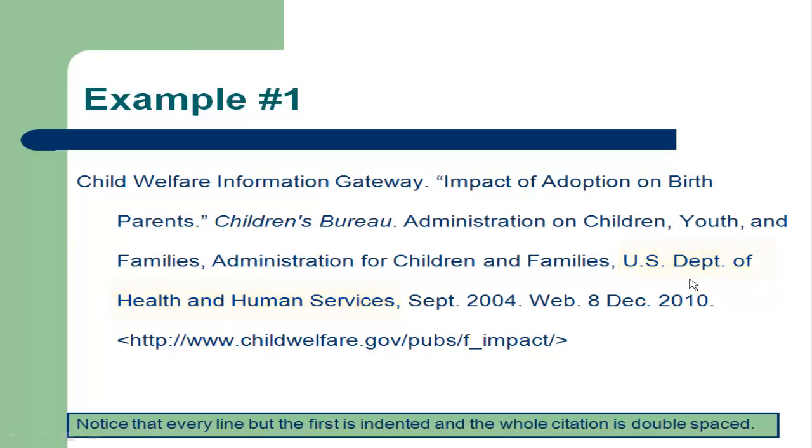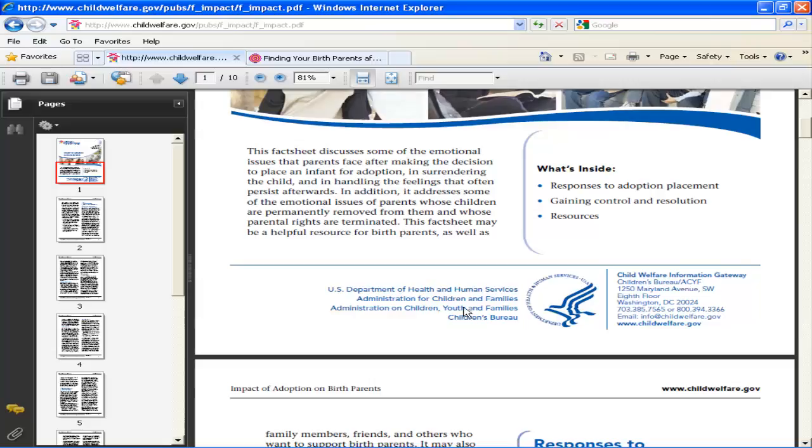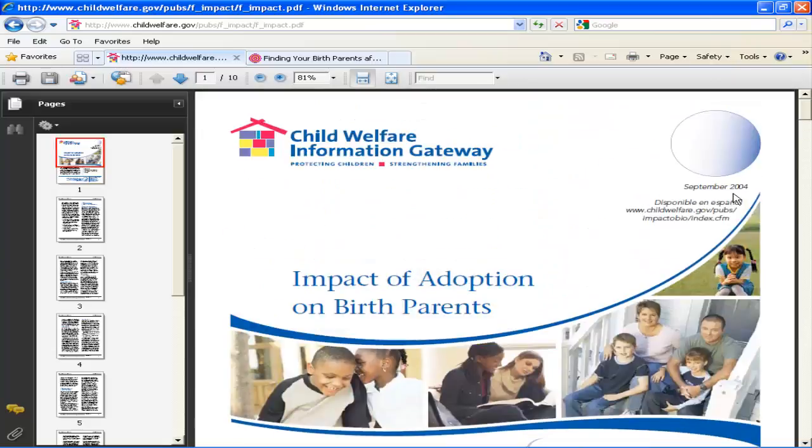Dept of Health and Human Services. It's perfectly acceptable to do that level of an abbreviation for government departments, followed by a comma. So I've got those 3 levels of departments and offices, and that's good. And then a comma. September 2004 is the date that I actually have on the publication here.